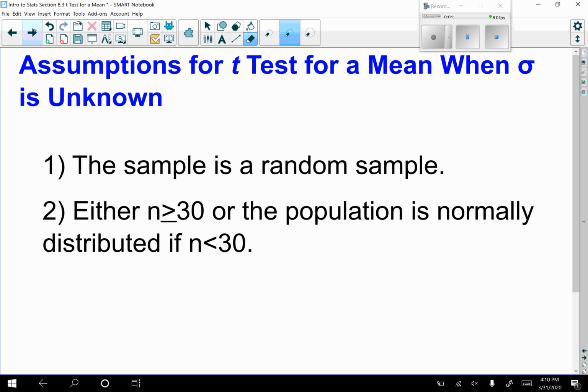As we saw back in chapter 7, here are the assumptions for the t-test for a mean when our population standard deviation is unknown. And we're going to want to state these assumptions in our paper, your research report as well. So for any of you who did a research report where you stated an average, this is the section for the hypothesis testing that you're going to want to use in your paper. You're going to want to make a statement that the sample is a random sample, and either our sample size is greater than or equal to 30, which I think everybody's was, or the population is normally distributed if n is less than 30.